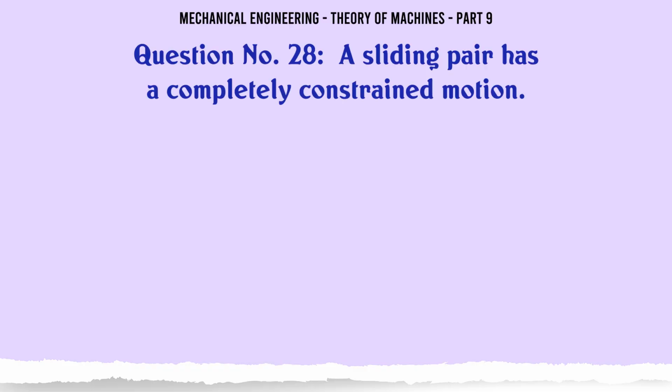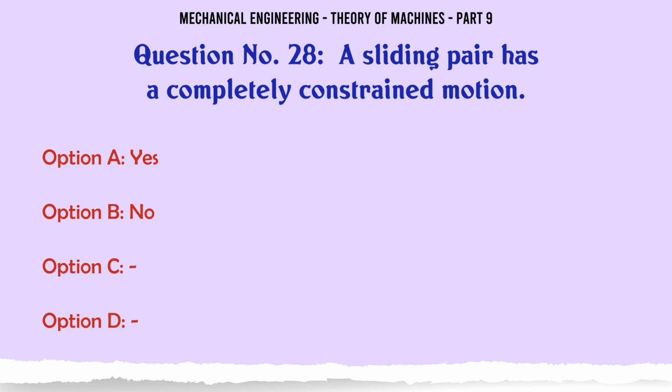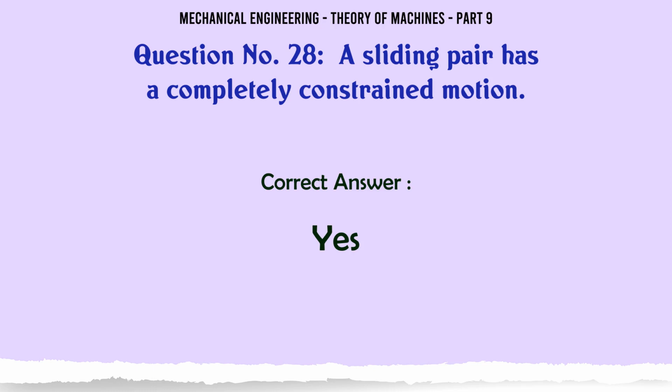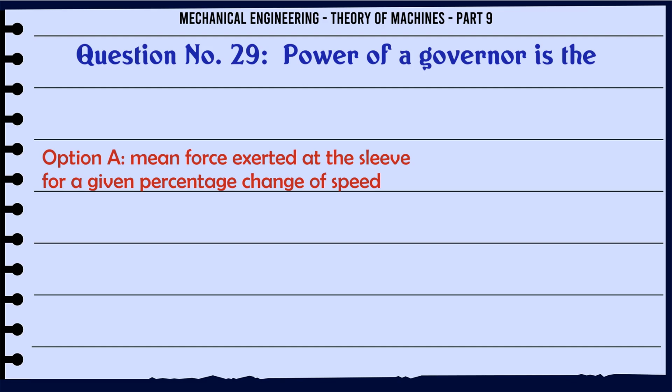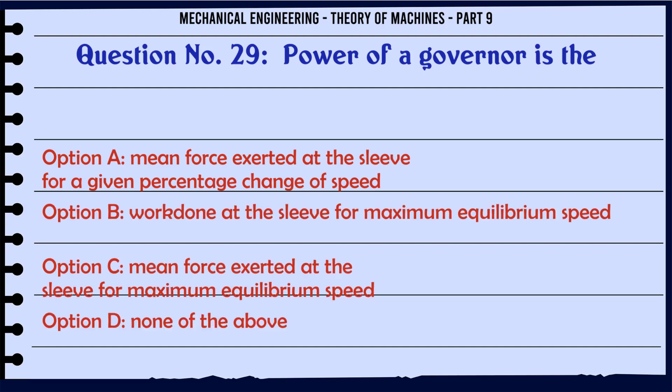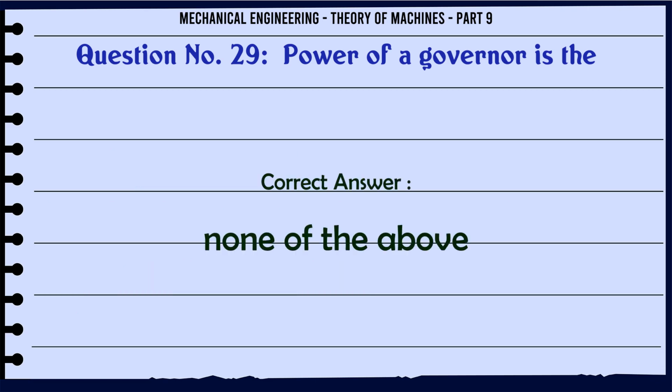A sliding pair has a completely constrained motion. A. Yes, B. No, C. D. The correct answer is yes. Power of a governor is the A. Mean force exerted at the sleeve for a given percentage change of speed. B. Work done at the sleeve for maximum equilibrium speed. C. Mean force exerted at the sleeve for maximum equilibrium speed. D. None of the above. The correct answer is none of the above.